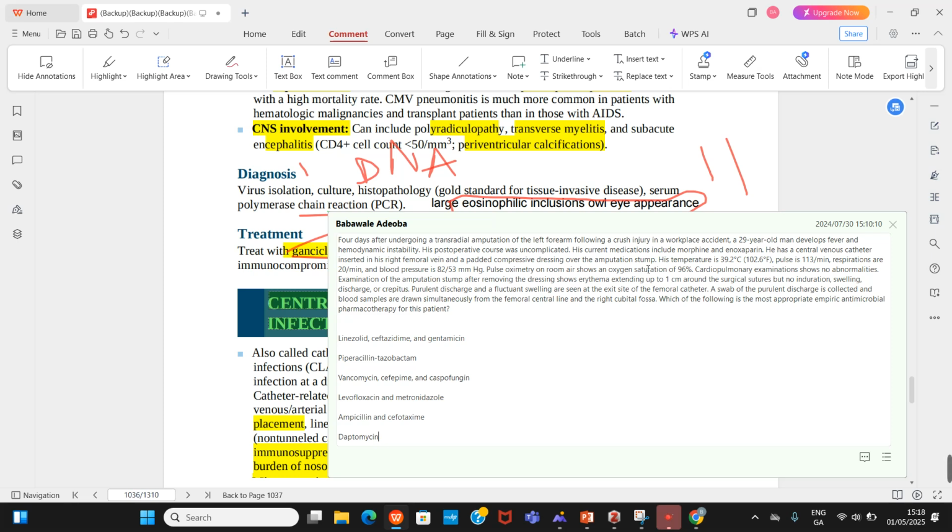Purulent discharge and fluctuant swelling are seen at the exit site of the femoral catheter. A swab of the purulent discharge is collected and blood samples are drawn simultaneously from the femoral central line and the right cubital fossa. Which of the following is the most appropriate empiric antimicrobial pharmacotherapy for this patient?